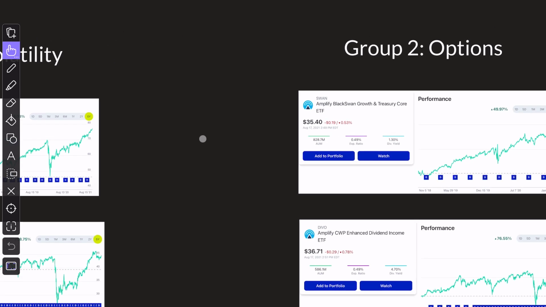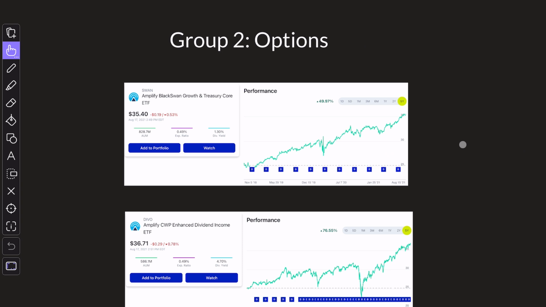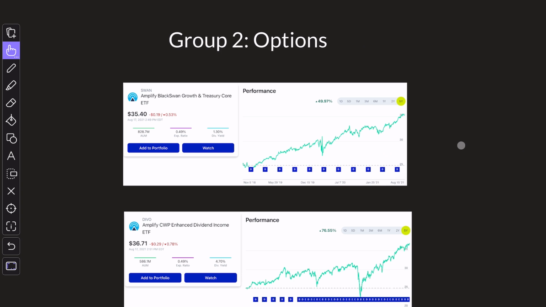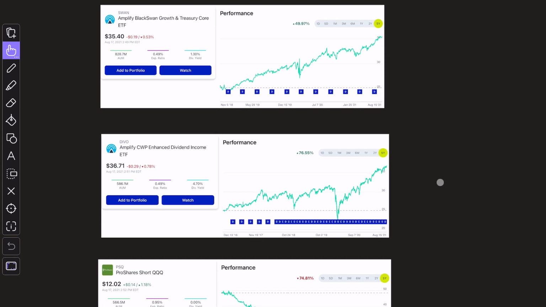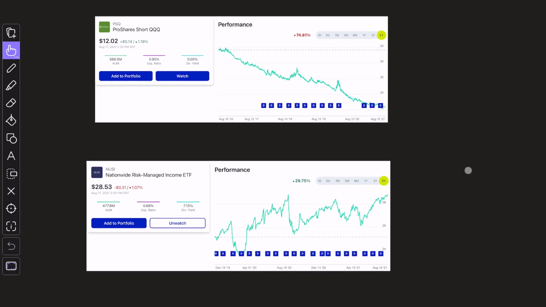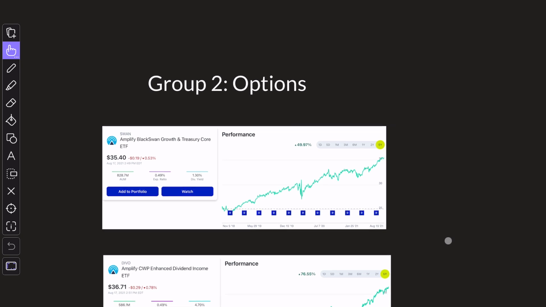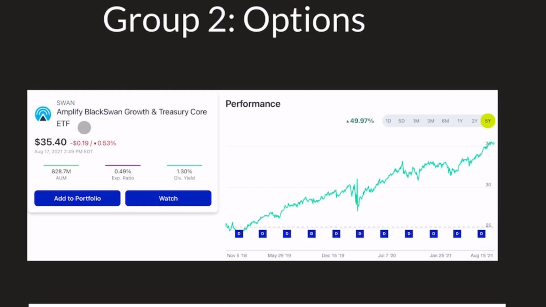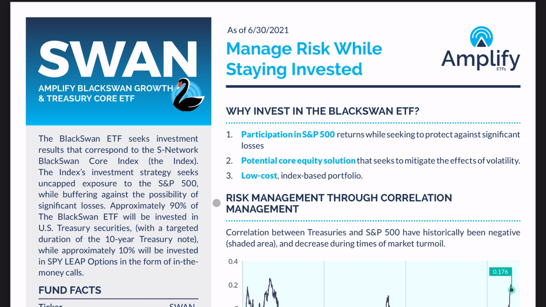The next major group is options. So ETFs that implement some kind of wide variety of option strategies. And I have a small group here of different ETFs that offer completely different strategies using options to try to deliver some kind of downside protection. And let's start with this first one. This is a Black Swan ETF, ticker SWAN. And keep in mind, when it comes to options, which all these ETFs utilize, there's 1,000 different strategies and financial derivatives that they can use, so they're pretty interesting.